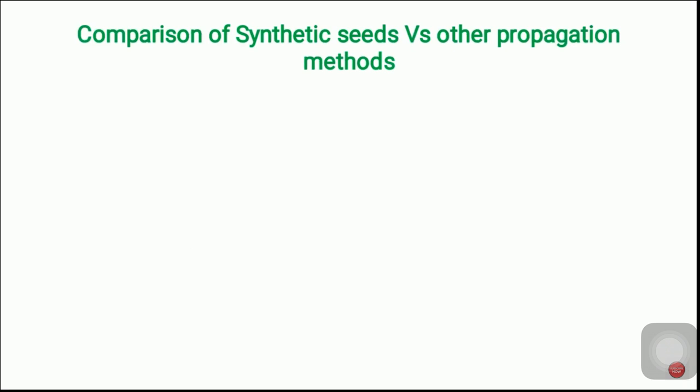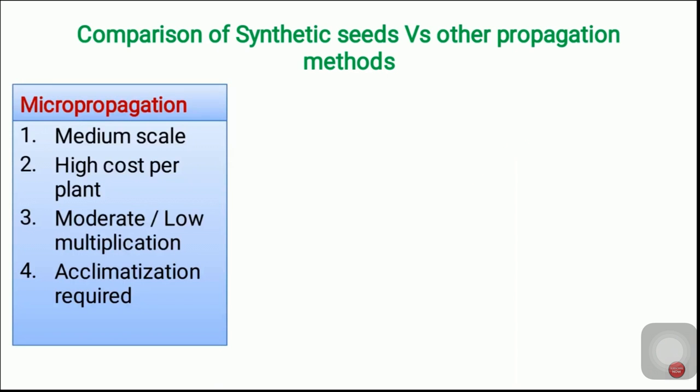Now we will compare the synthetic seeds with existing propagation techniques. First one is micropropagation. It produces medium scale multiplication of propagules. Since initial establishment costs are high, high cost per plant is incurred, and a moderate or low multiplication rate is observed here, and acclimatization is required.